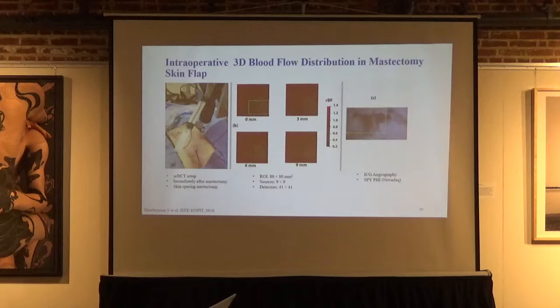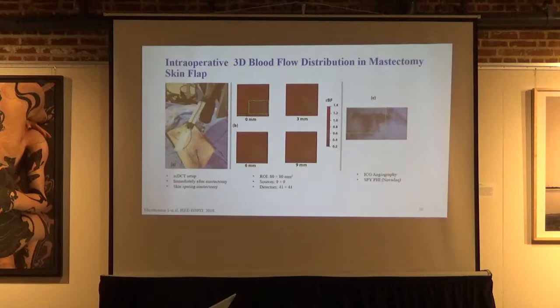After making sure the system is safe and we can get the data, we moved this device to measure blood flow during mastectomy, because areas with low perfusion during the mastectomy can lead to necrosis. We want to predict that area. For the mastectomy, we use an 80 by 80 millimeter square to get the blood flow. This is our result at different depths.